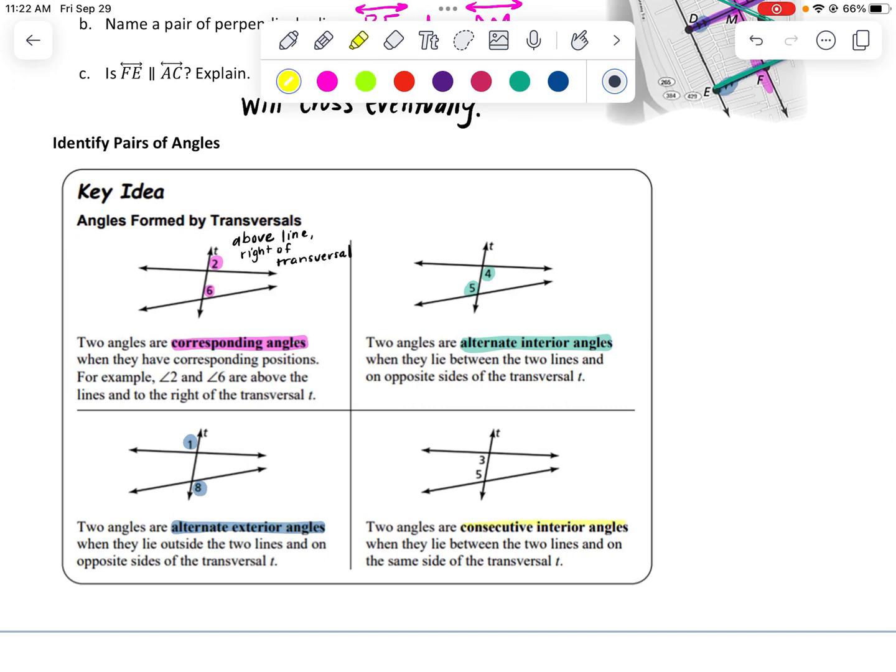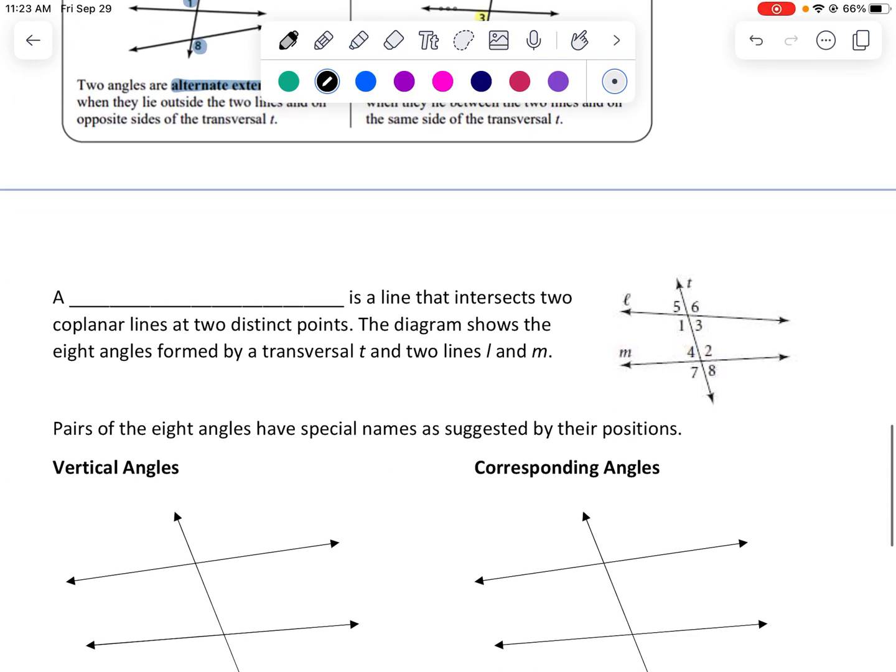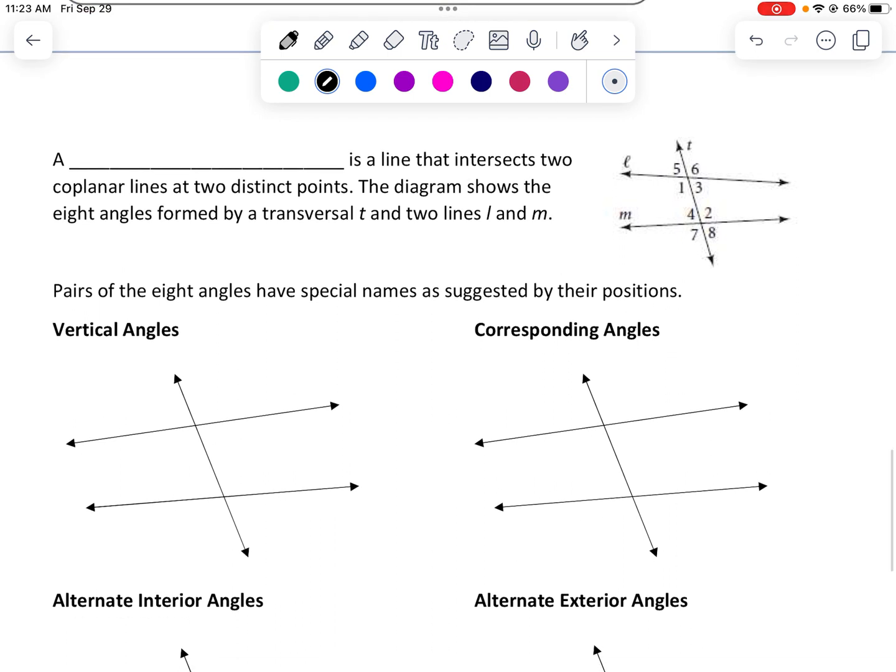And then the last one is consecutive interior angles. Consecutive interior angles are when they're on the same side, interior. Consecutive means same, so same side, interior. Okay, so with this in mind, we're going to go ahead and flip the page, and we're just going to identify all of them, okay?